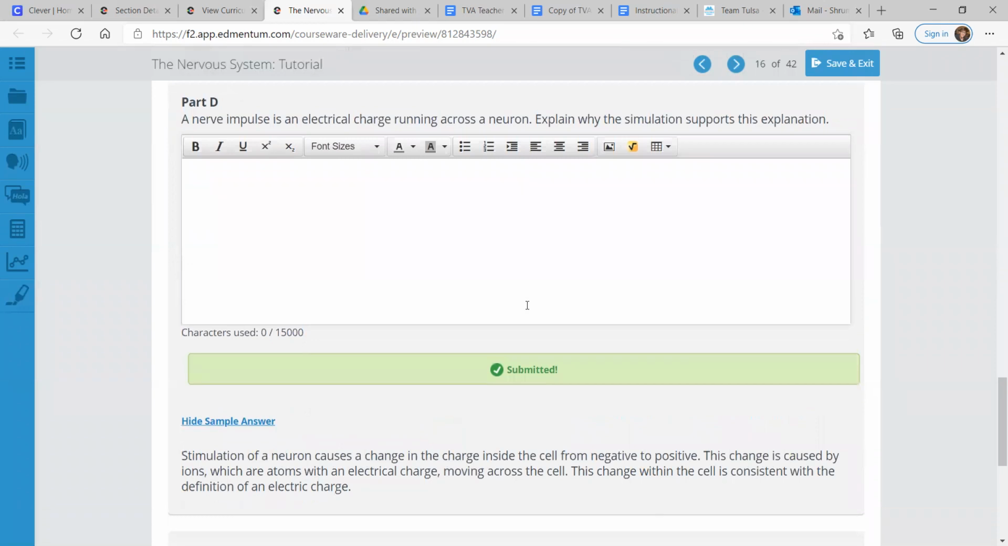A nerve impulse is an electrical charge running across a neuron. Explain why the simulation supports this explanation. Stimulation of a neuron causes a change in the charge inside the cell from negative to positive. This change is caused by ions. And ions are atoms with an electrical charge moving across the cell. This change within the cell is consistent with the definition of an electric charge.